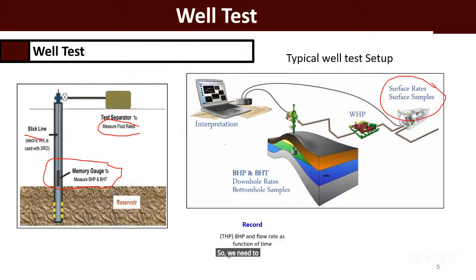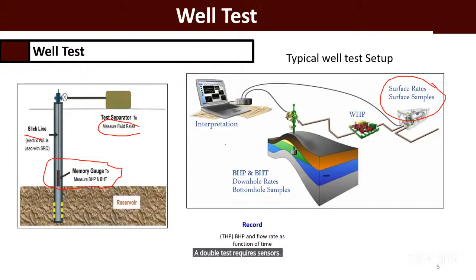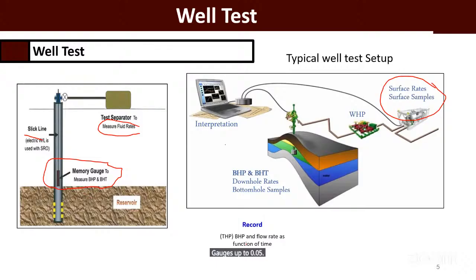So we need to record the bottom hole pressure and the flow rate as a function of time. The well test requires sensors. The gauges at the wellhead are not accurate because we need to measure with very accurate gauges, up to 0.05 or 0.01 psi. That will make a difference because we are going to analyze it. And also we need quick or fast readings.